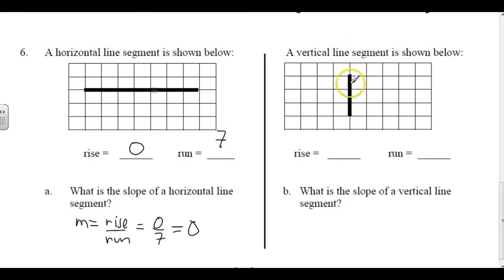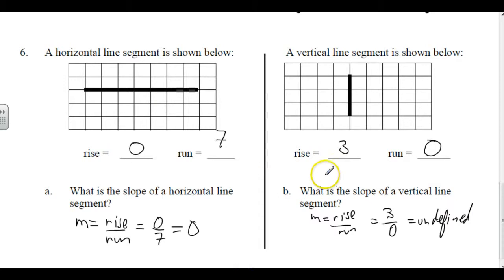And a vertical line segment, well, we've got a rise of 1, 2, 3, so that's up 3. And the run is 0. So slope is rise over run, which is 3 over 0, and division by 0 is undefined. So we're going to say that the slope of a horizontal line is 0, and the slope of a vertical line segment is undefined.